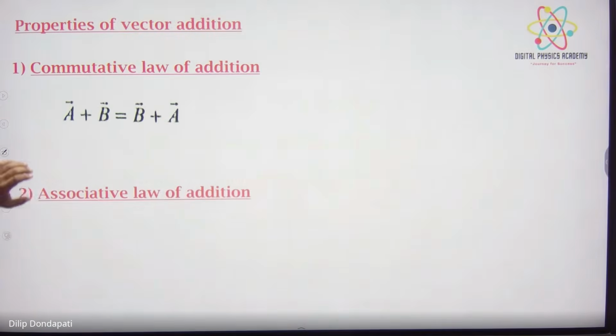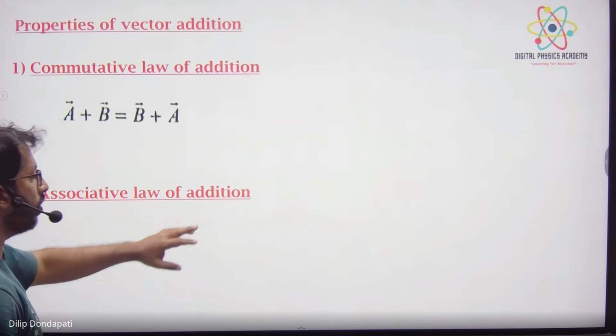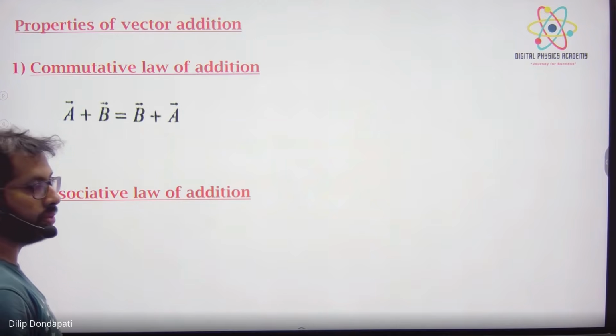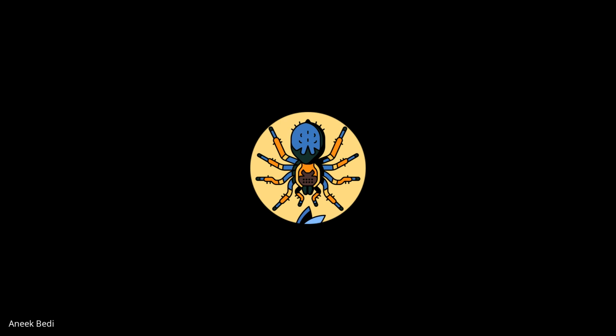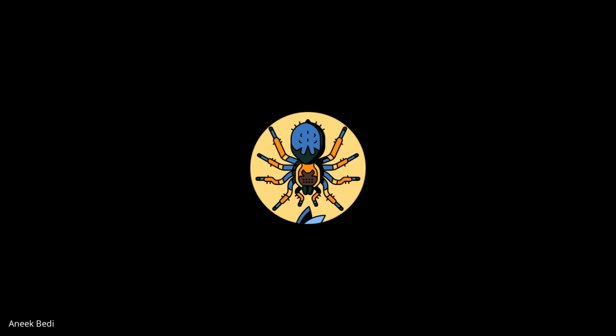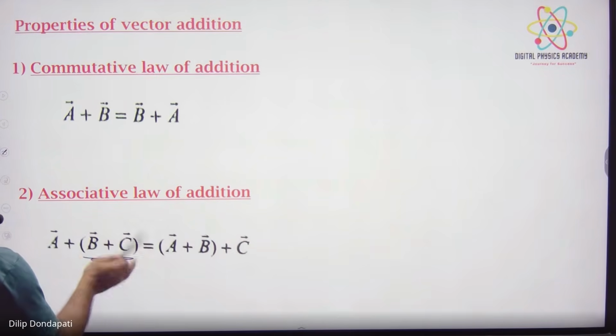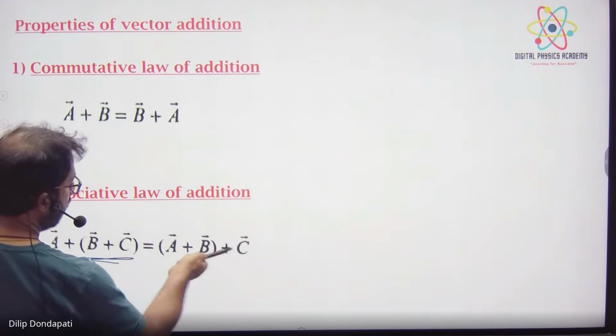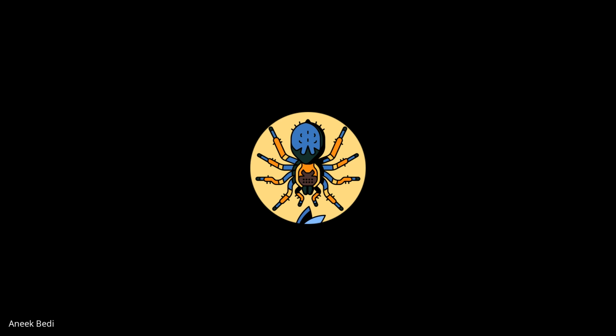And the second property is the associative property of addition. Tell me, what does associative property mean? Like (a plus b) plus c is equal to a plus (b plus c). See, a plus b plus c is equal to a plus b plus c, both are same.